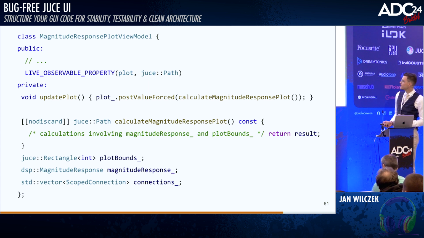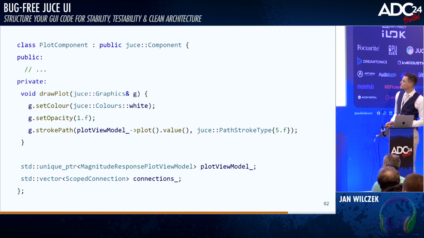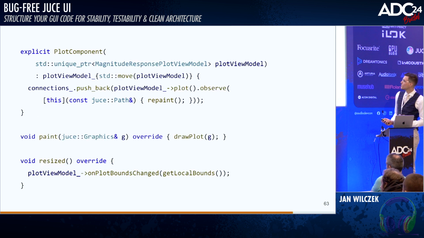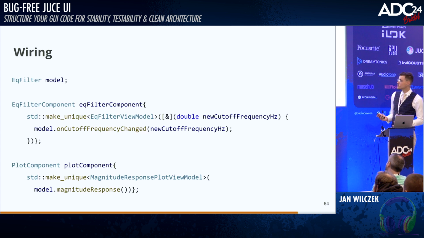But this is all done in the view model, not in the component. And the nice thing is that now the view can take this plot value and draw this in this very simple fashion, like no calculations here. This is pure GUI code, right? It also stores the pointer to the view model and observes it here. And it sees that if the plot changes, it simply needs to repaint itself. And finally, as I said, if the bounds of the plot change, then also it notifies the view model. So that's how you wire this stuff.